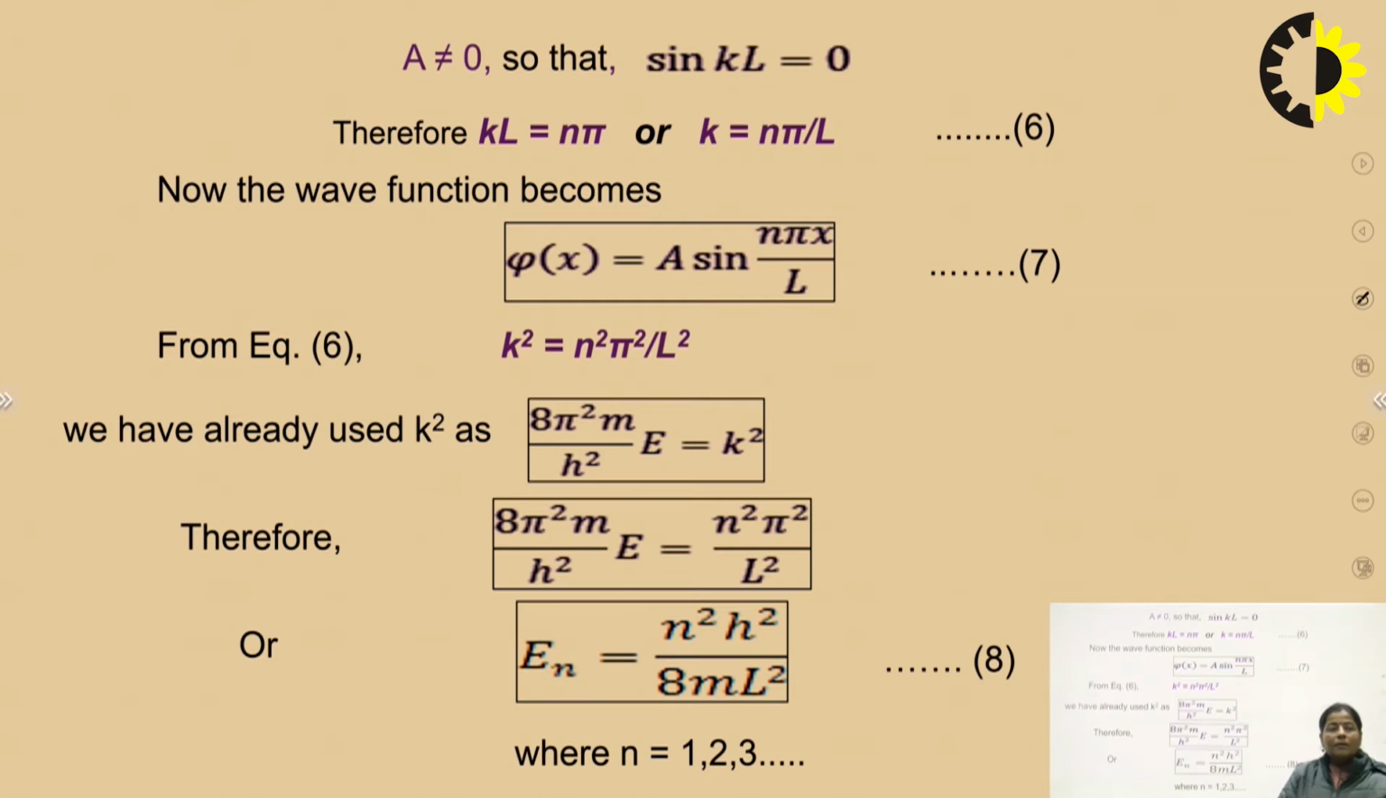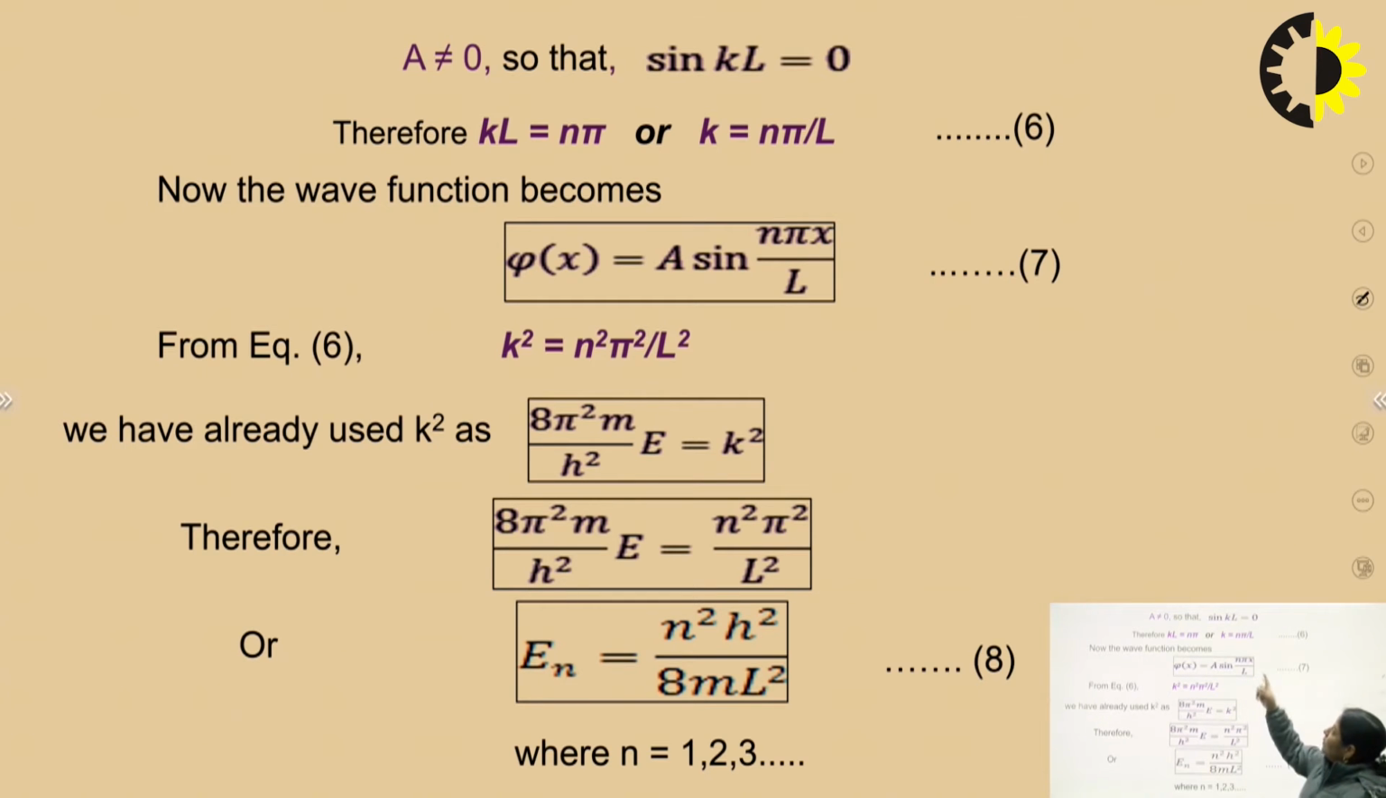Why? Because L is what? L is the dimension of the box. So that cannot be 0, otherwise the box will collapse. Alright, so the box will not be defined. So L cannot be 0. So therefore KL cannot be 0.